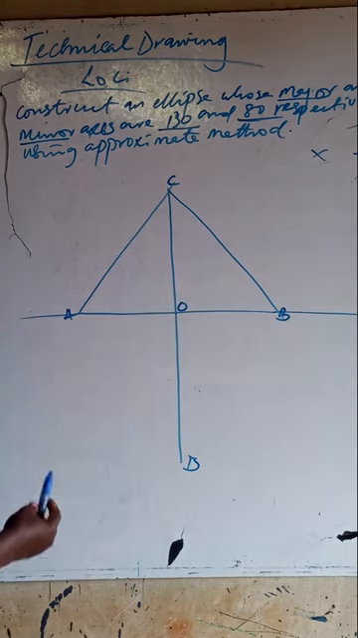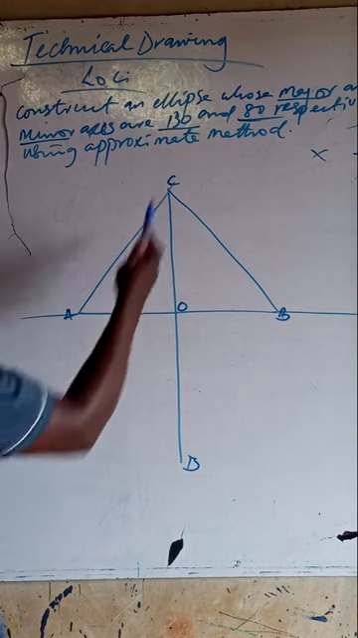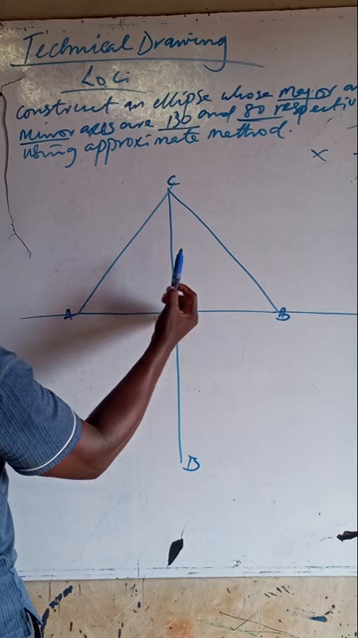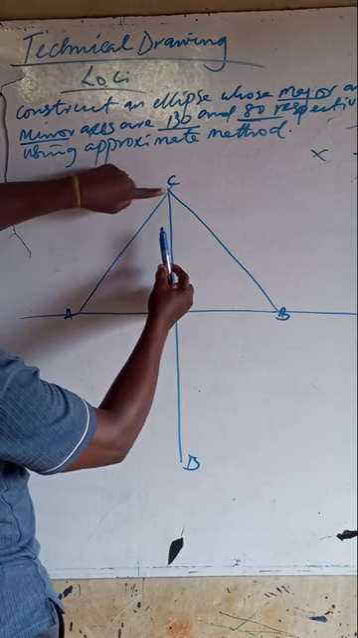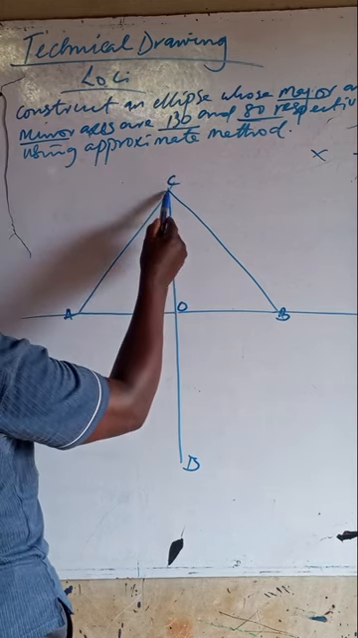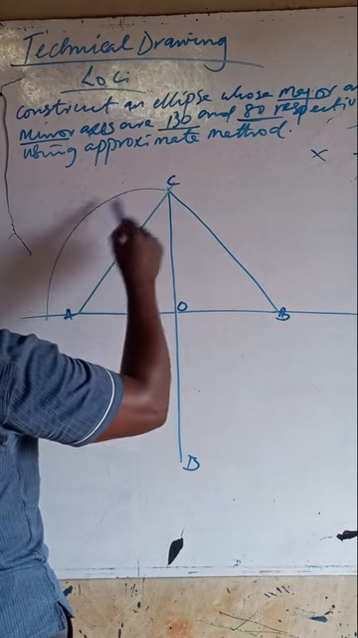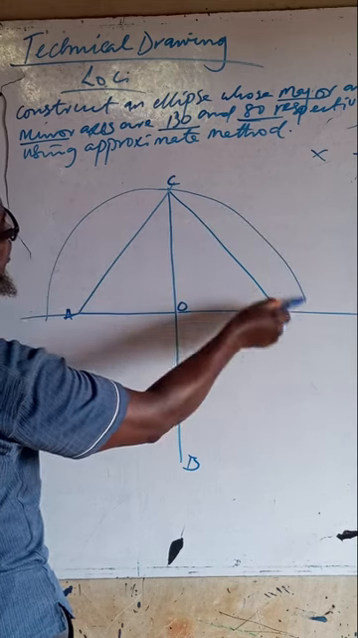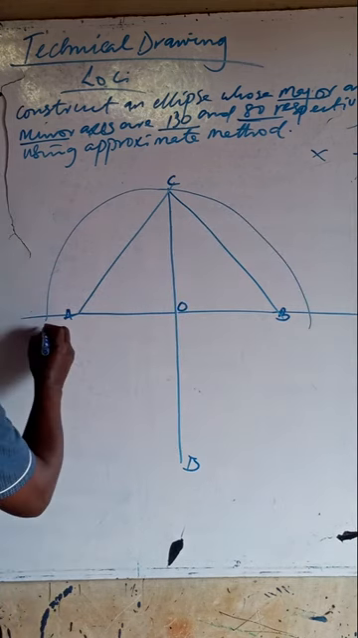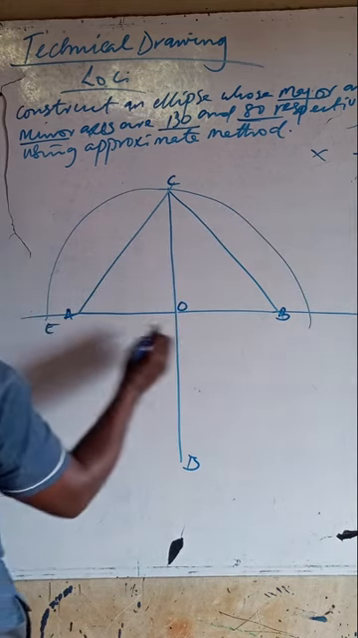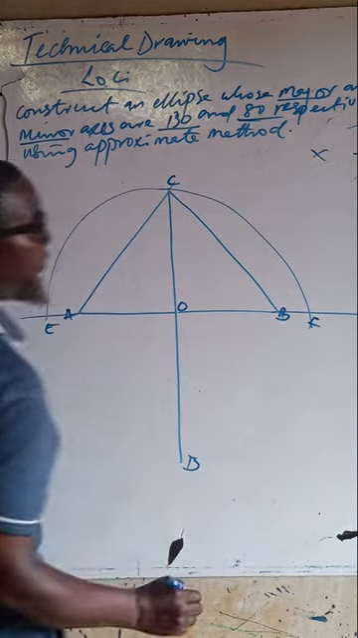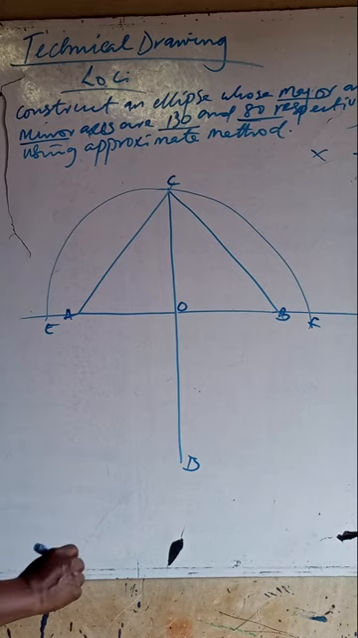You now use center O as center and OC as radius. That is, you put your pin here and extend your pencil to C like this, and you draw an arc. In fact, it's a semicircle. Draw it to this side too, like this. So let us call this place E and this one F.